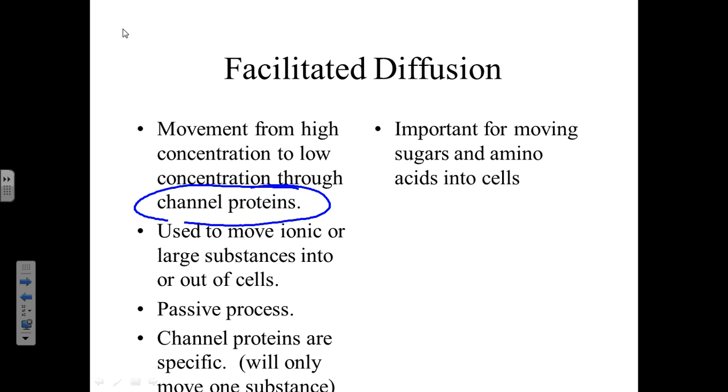And these things help to move big or charged things, bigger ionic compounds. But they're always moving in which way? High to low, with the gradient. So this is a passive process. It doesn't require any energy used by the cell. It's powered by heat in the environment. This is an important way for cells to move things like sugars and amino acids and stuff like that.